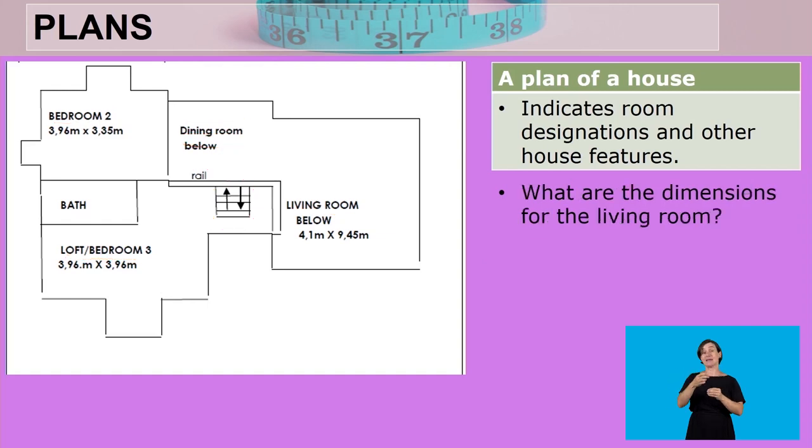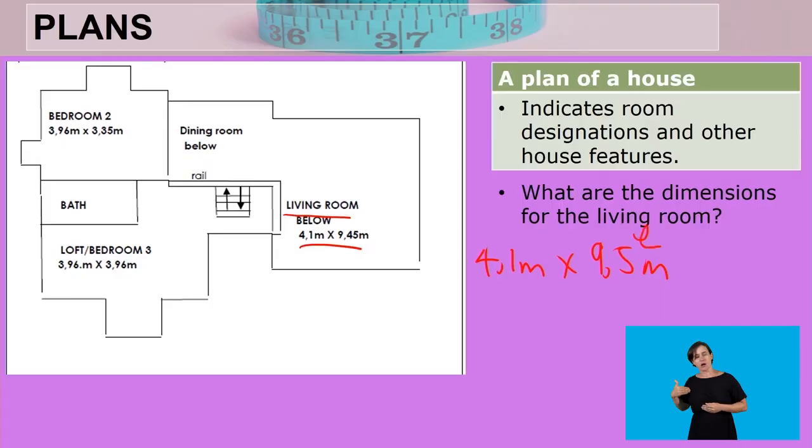So the next question says, what are the dimensions of the living room? Here is our living room. These are the dimensions. So the dimensions are 4.1 meter by 9.5 meter. Now, when we're given dimensions like that, we have to indicate which one is our length and which one is our width. We say the length is always the longest side. So it means the length will be the 9.5 meter and our breadth will be the 4.1 meter.